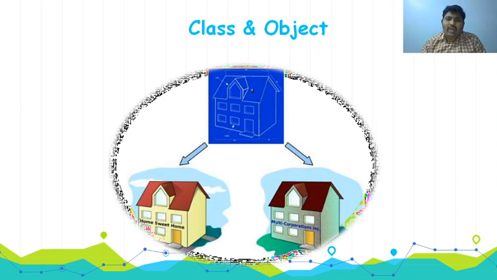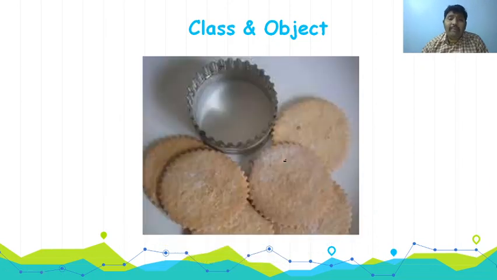Here also, I have a blueprint of a house. Based upon that, I have built this house and this house. These two objects are similar. That's why I'm bringing them together under this particular class. So a class will group the objects of the same type.